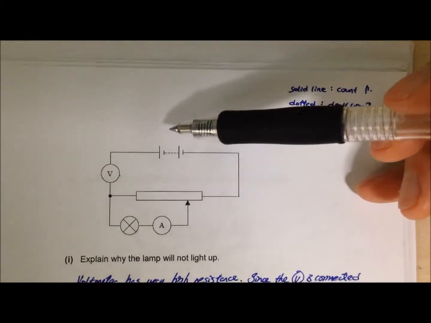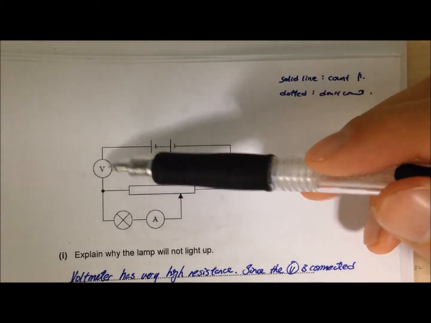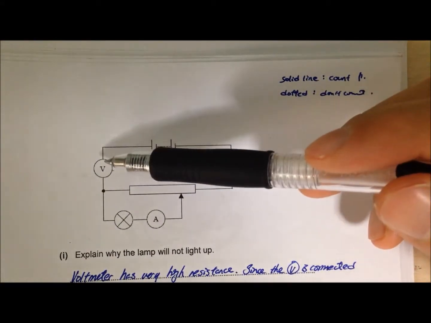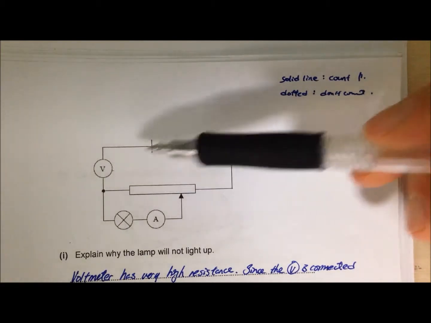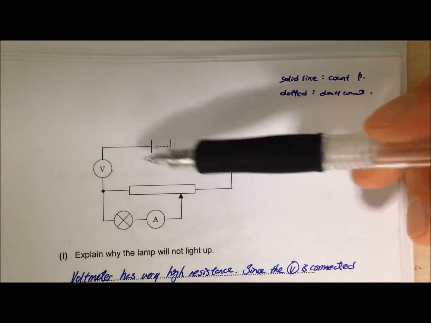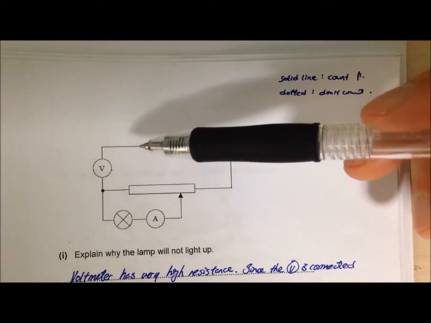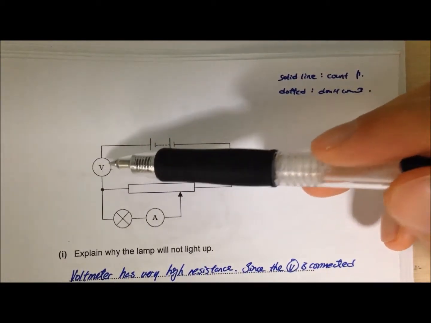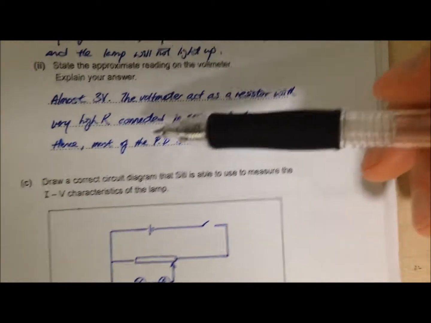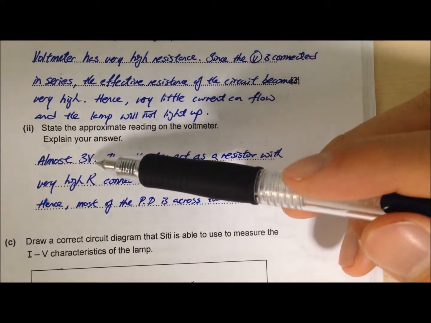Okay, so back to the question. High resistance in series. In series, EMF is shared by the ratio of resistance. The higher the resistance, the higher the EMF it is going to receive. So therefore, we would almost have all the EMF. So hence, we can say that it's almost 3 volt.